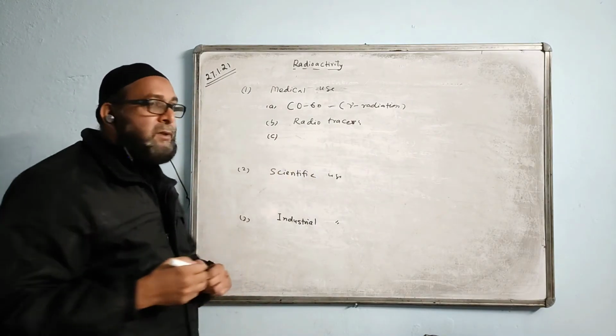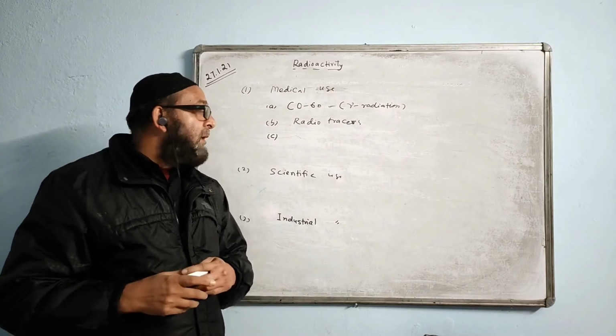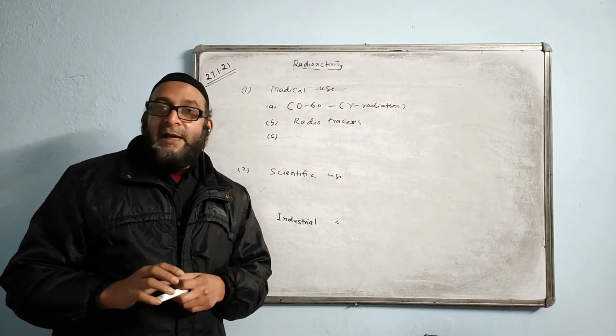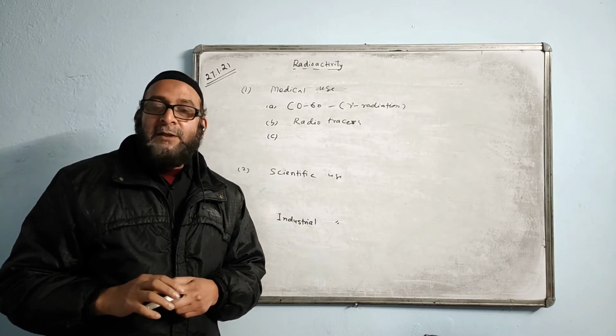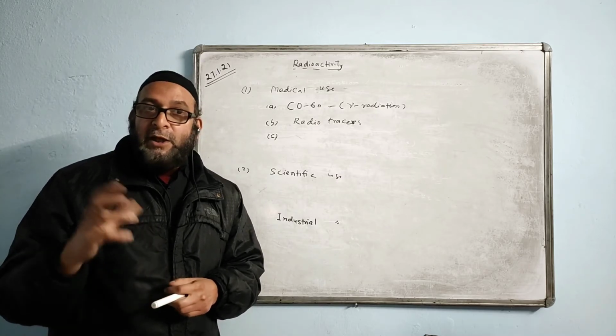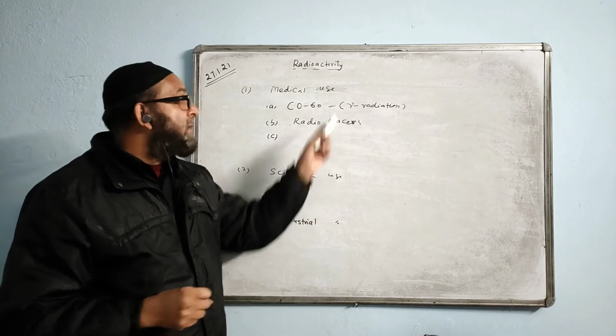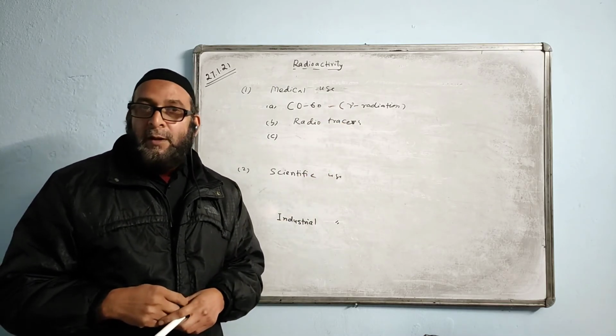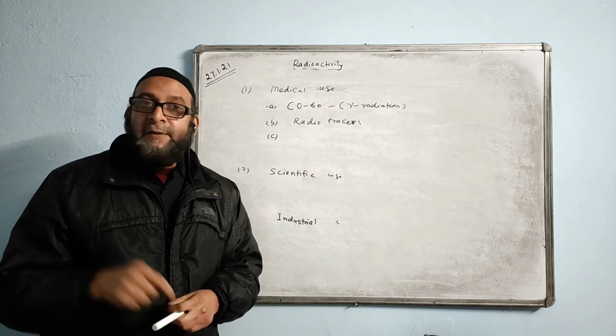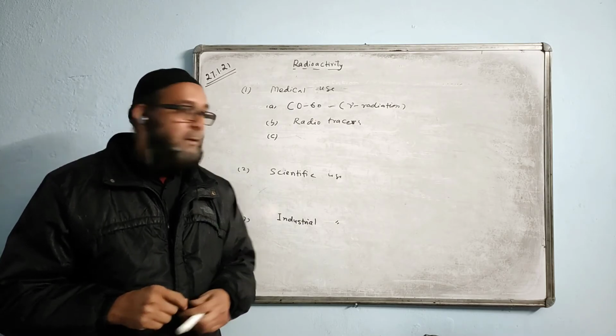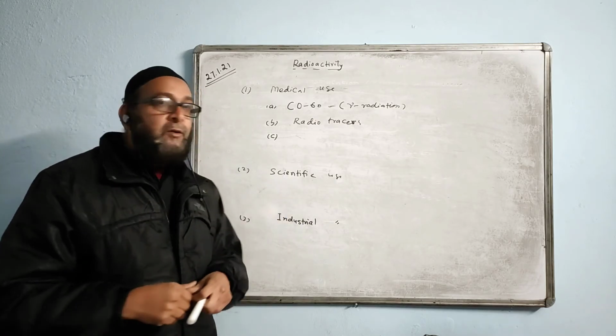Third medical use is to sterilize the bandages, syringes and other surgical equipment in the operation theatre. Gamma radiations are used. You have to know the name of the radiation which is used. You say gamma.